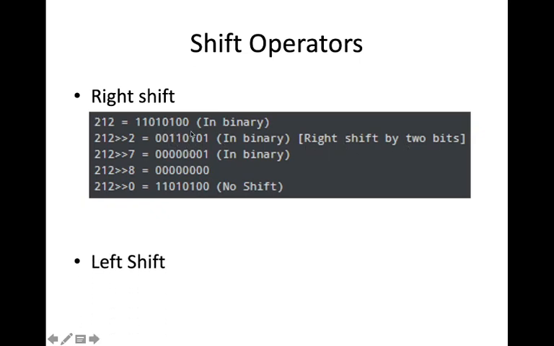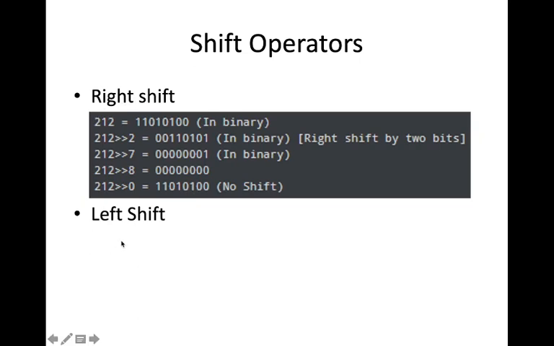So 2 bits we have to shift right. You can right shift 7 bits. If we right shift 7 bits, what happens? This is 8 bits, so 7 bits will be shifted out and we will have only 1 at the end. The rest will be zeros. Then if we right shift 8 bits, what happens? This is 8 bits, so all the 8 bits will be shifted out. So we will get the result as 0. Now if we right shift 0 bits, that means nothing will happen. We will get the same result. So this is known as the right shift operator.